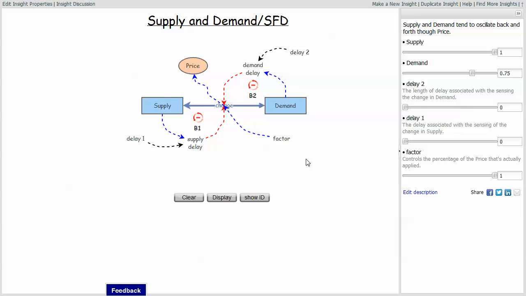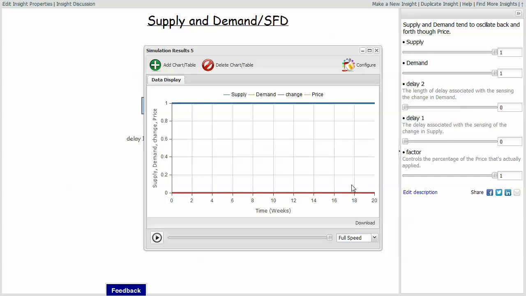So this starts out with supply as 1 and demand as 1, and the price being a unit of 1 and the factor being 1, and there being no delays in the system, just to give me some place to start with. So when I run this, it's about as exciting as watching paint dry, because the price is unity. There is, in fact, no change, and supply and demand are both at 100%.